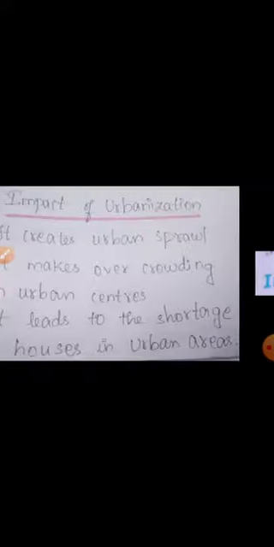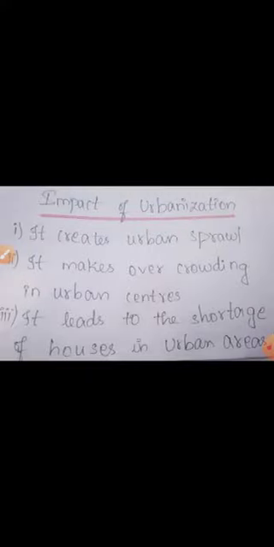The next one is impact of urbanization. Now, the following are the major problems of urbanization. There are 9 problems. Now, I am going to explain. The first one is that it creates urban sprawl. Sprawl means to cover a large area of land.